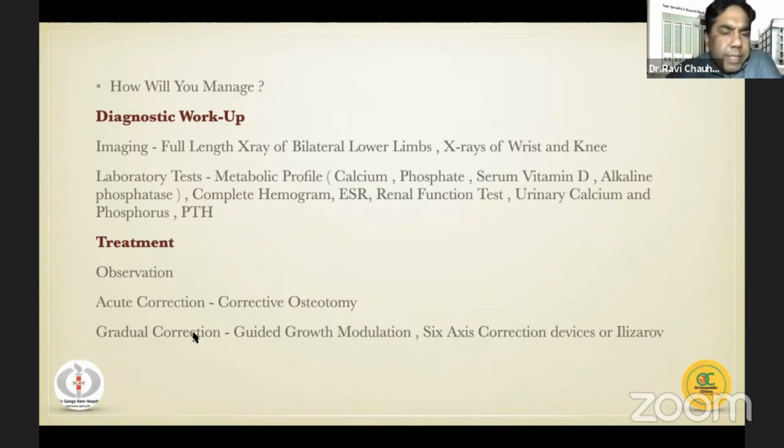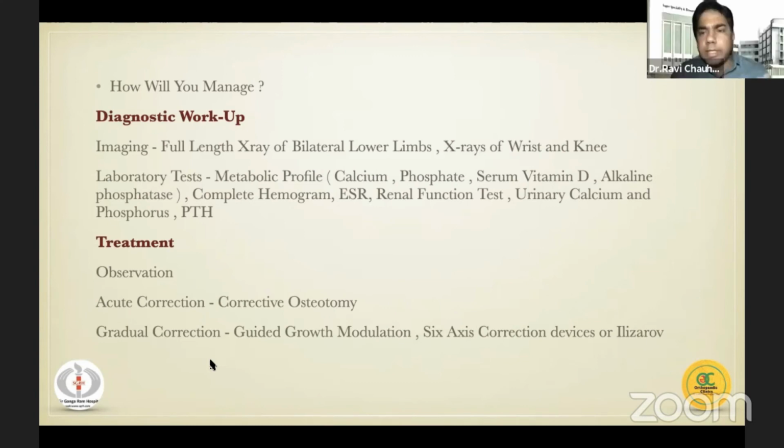So in the treatment, observation: you can observe the patient. When you can observe depends on the age of the patient and whether the deformity is physiological or not. If the deformity is physiological, you can observe the patient. If the patient has a severe deformity, suppose an intermalleolar distance of more than 15 degrees and the age is more than 8 or 9 years, then in that patient, you have to intervene.